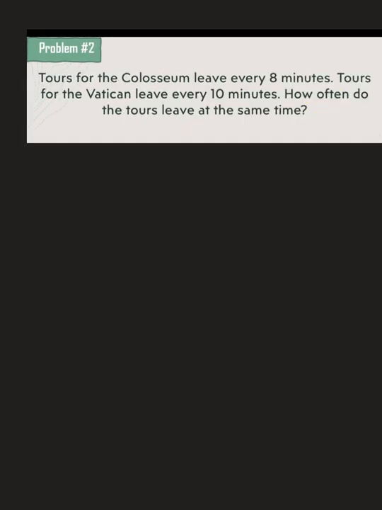All right, problem number 2. Tours for the Colosseum leave every 8 minutes. Tours for the Vatican leave every 10 minutes. How often do the tours leave at the same time? So there's our keywords. At the same time tells us that we are doing LCM, right? If something is happening, an event is repeating, or two events are happening at the same time, we're going to be doing LCM or least common multiple.